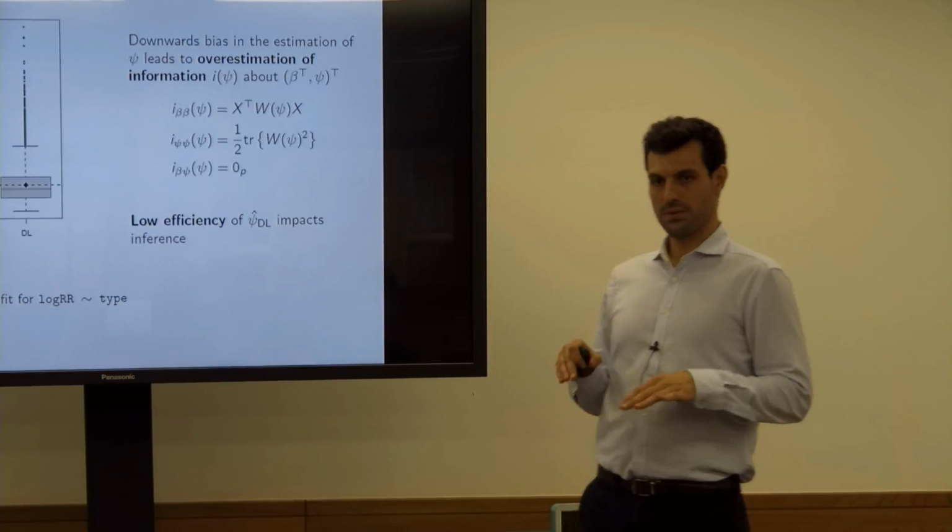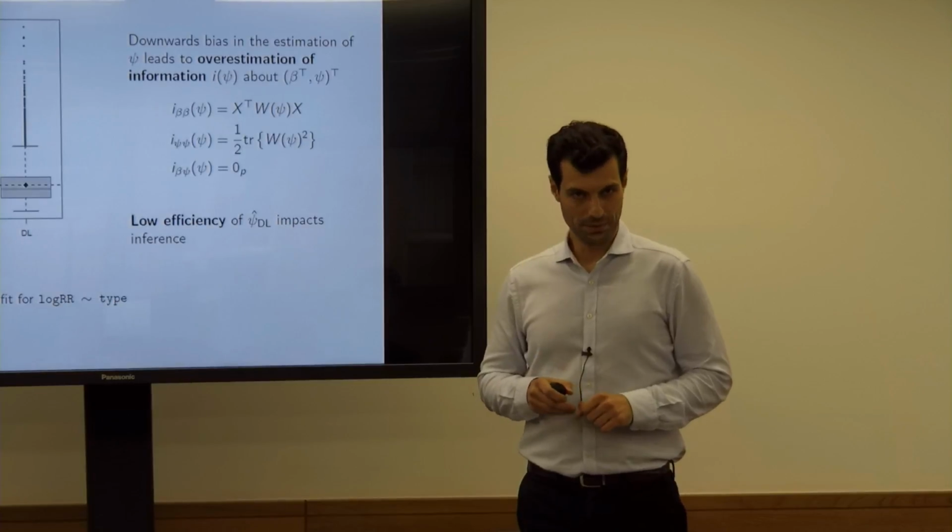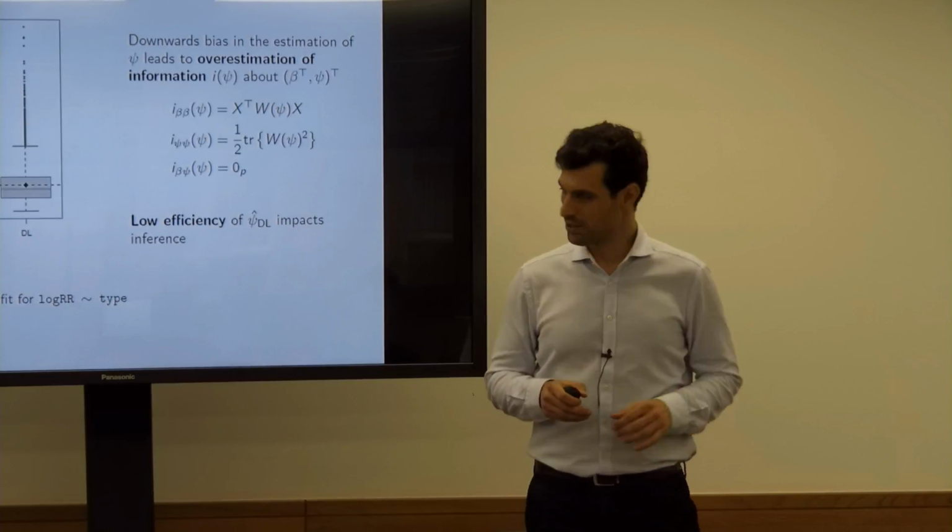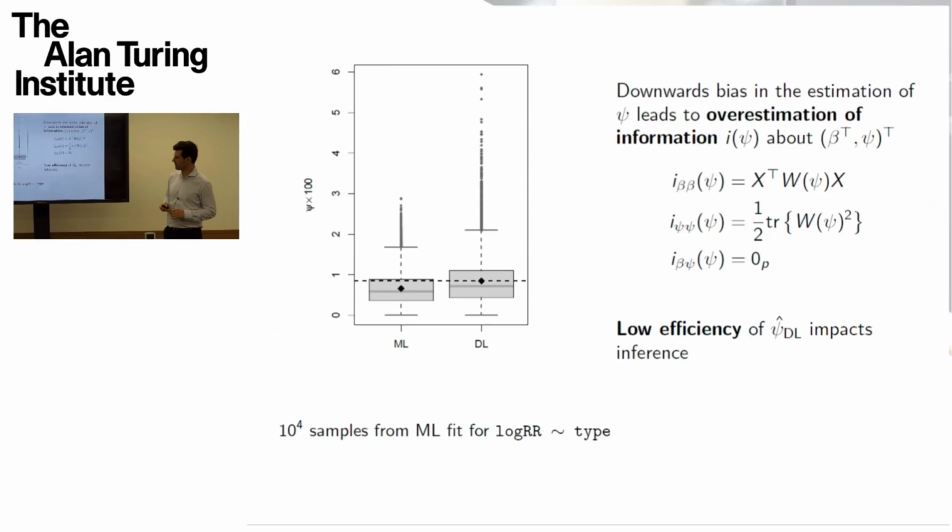Once you delve a bit deeper into the model and you do a small simulation study, you immediately notice that the maximum likelihood estimator is biased. So this dark gray line, the mean, is downwards biased, and the DerSimonian and Laird is a bit less biased, but it has terrible efficiency properties. So it has massive variance compared to the maximum likelihood estimator.